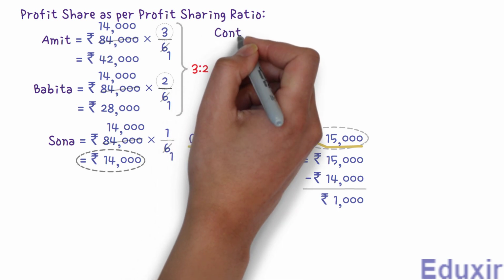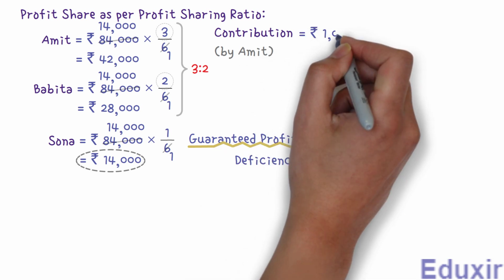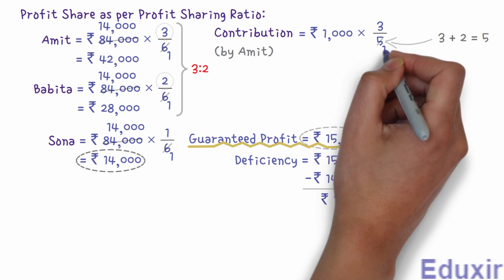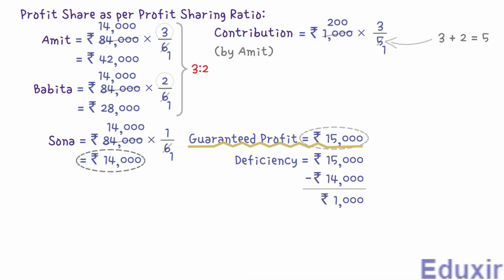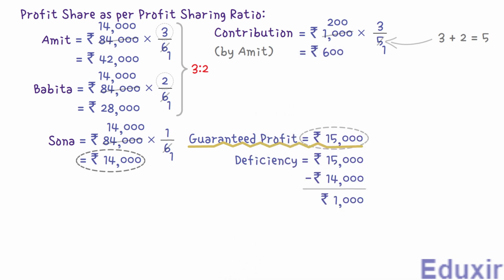Now the contribution by the partner Amit is equal to the deficiency amount of 1000 rupees multiplied with his sharing ratio of 3/5. Note here that this denominator is 3 plus 2 equal to 5. It is not 6. Note this point. Now cancelling with 5, 5 ones are 5, 200s are. Now if we multiply 200 rupees and 3, we get 600 rupees. This is the contribution by the partner Amit to the deficiency in the partner Sona's profit amount.